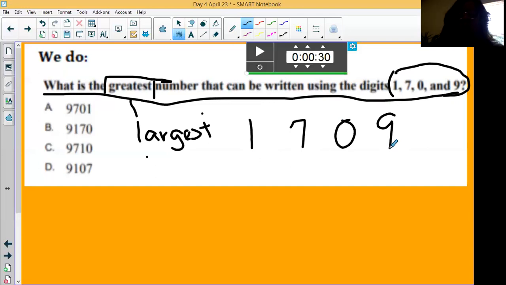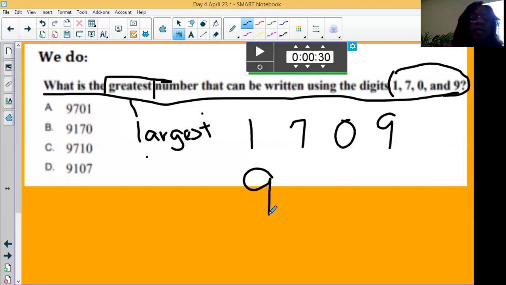Okay, good. Now we're going to look at each digit individually and figure out of the 4 numbers which one is the highest. Is 1 higher than 7? Is 1 higher than 0? Is 1 higher than 9? That's what I mean when I say we're going to compare the numbers. Obviously, we know 9 is the larger number.